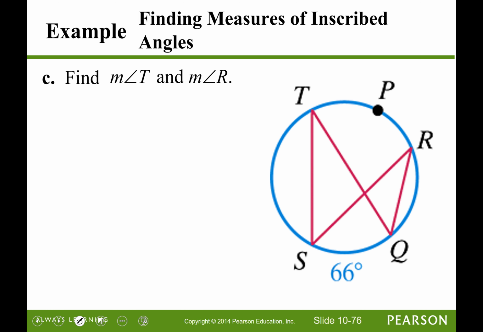All right, we got a couple more here. We're asked to find the measure of angle T, so that is this inscribed angle, and the measure of angle R, and that is this inscribed angle. And the only thing we've been given is that this arc right here measures 66 degrees. So let's try it again. Pause this video and see what you come up with.